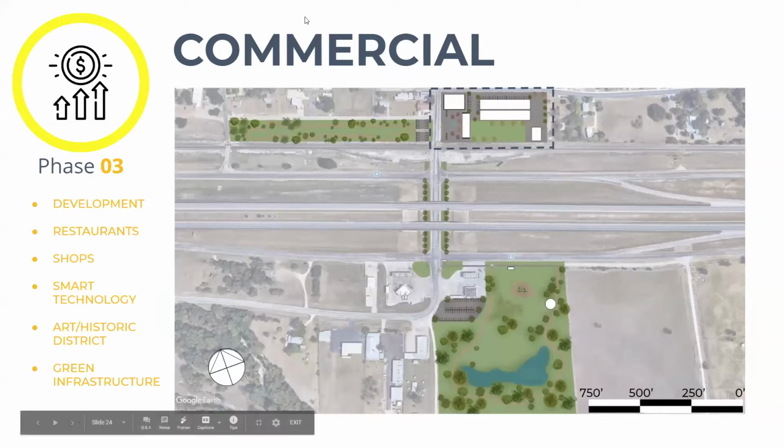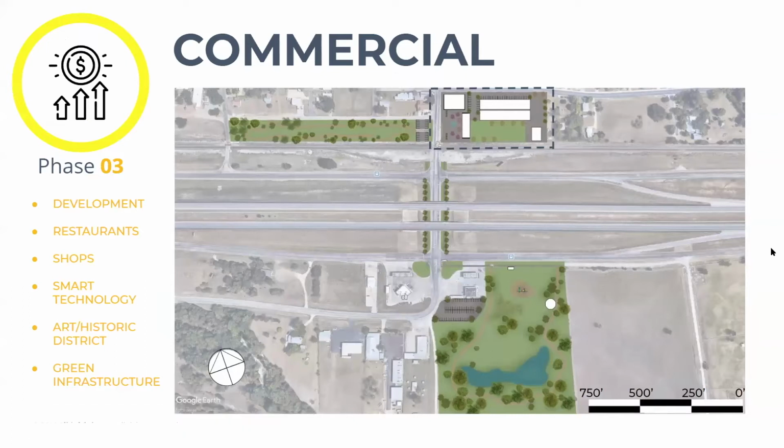So the third phase of our development strategy for Nolanville and their smart development strategy is commercial development, which includes restaurants, shops, smart technology, an art and historic district, and green infrastructure.